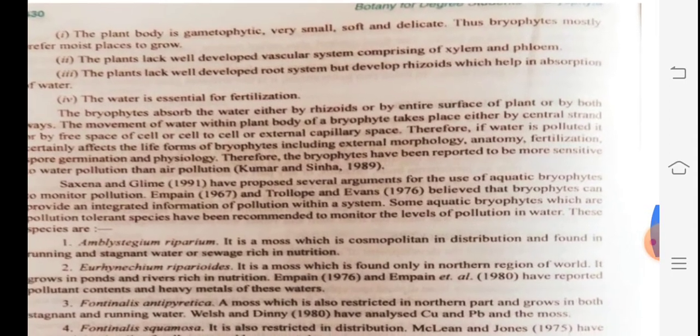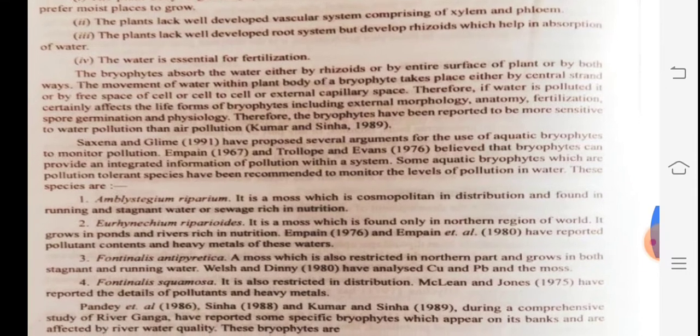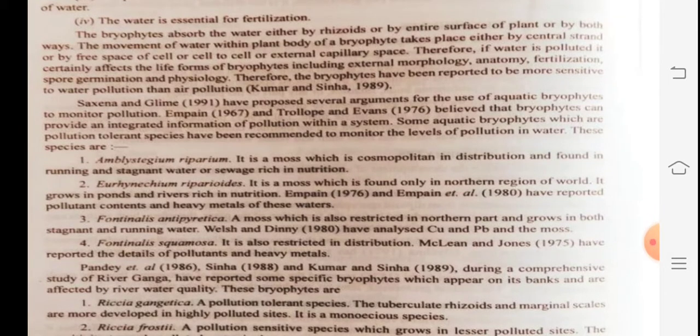Then next, going to certain plants, the plant body of bryophyte is gametophytic. The vascular system, xylem and phloem, is absent, and secondly rhizoids are present. Water is essential for fertilization. These are the general characters we have seen. Secondly, our Indian scientists Kumar and Sinha have shown the different morphological, anatomical, fertilization, spore germination, and physiology aspects.